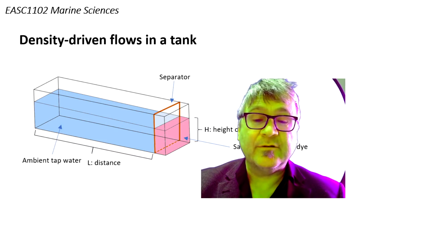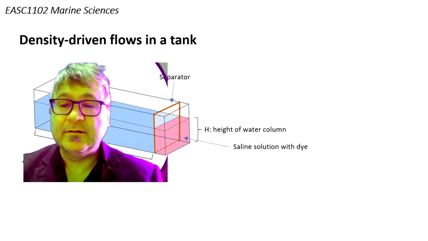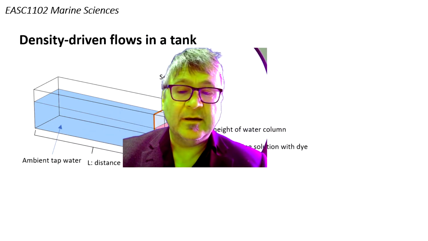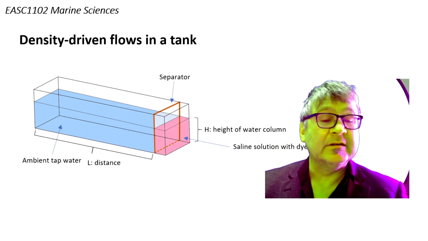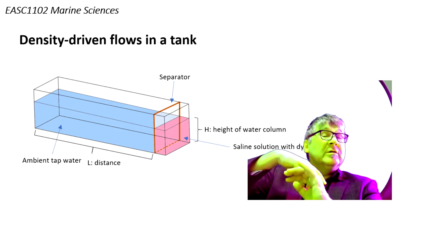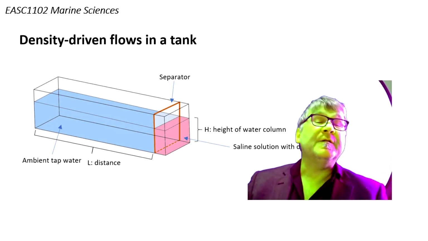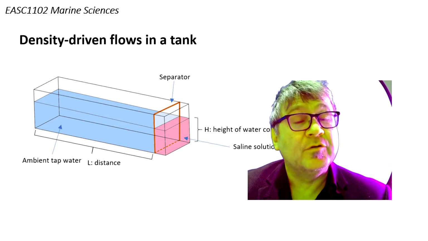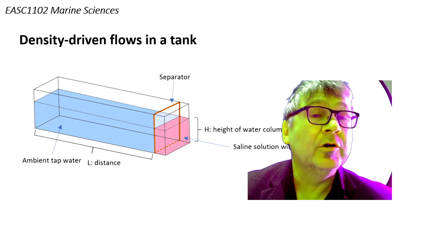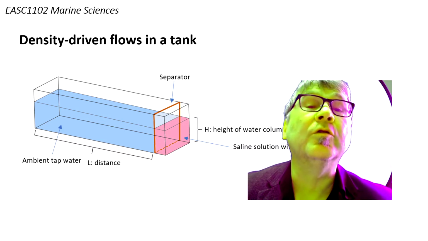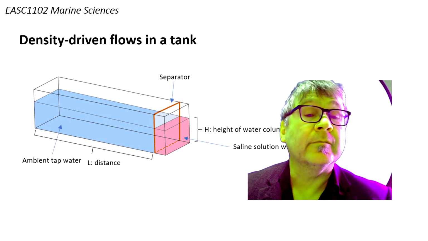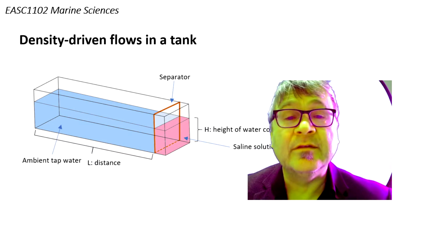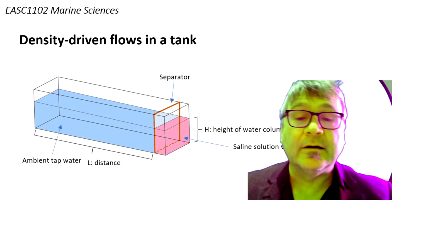Okay, so let's go over to the tank. Here you can see the tank. Here's the separator, and this is how we do it. We use different saline solutions, which means we prepare saline solutions with a certain amount of dissolved salt. You prepare the solution, you add the dye, you fill the tank, and then you remove the separator.